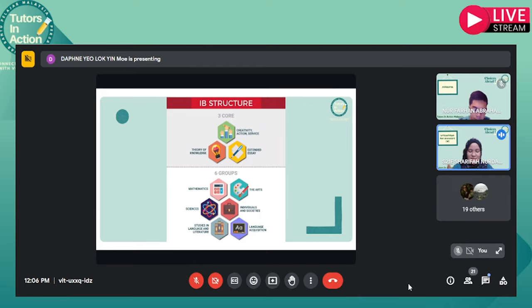So even if you are taking econs, for example, you still have to learn science. They have a subject called environmental systems and societies. So it's not pure science, but you still have to have a science amongst the six subjects that you take. Okay, so that's a brief intro about IB. Next subject and next slide.